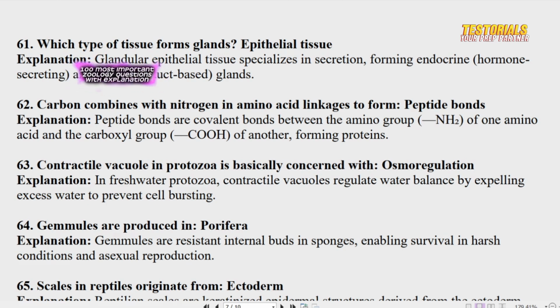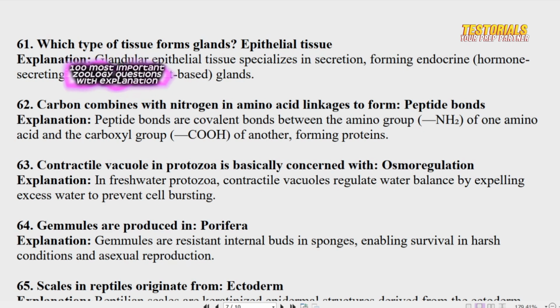62. Carbon combines with nitrogen in amino acid linkages to form peptide bonds. Explanation: peptide bonds are covalent bonds between the amino group, NH2, of one amino acid and the carboxyl group, COOH, of another, forming proteins.